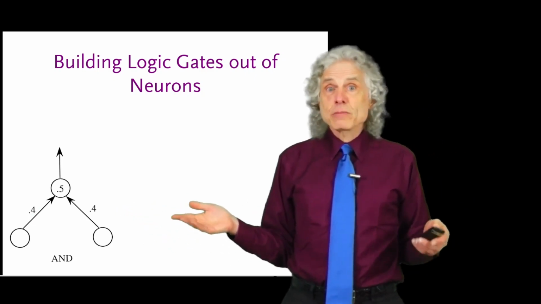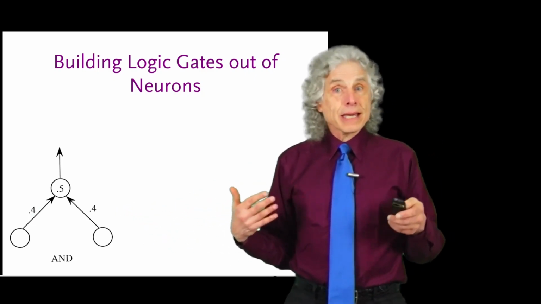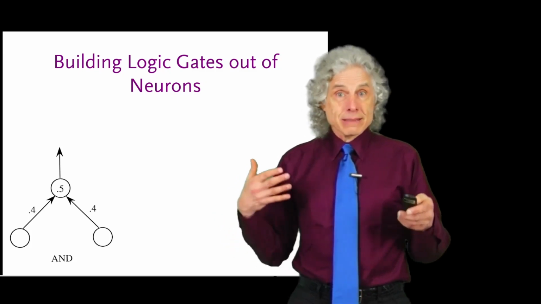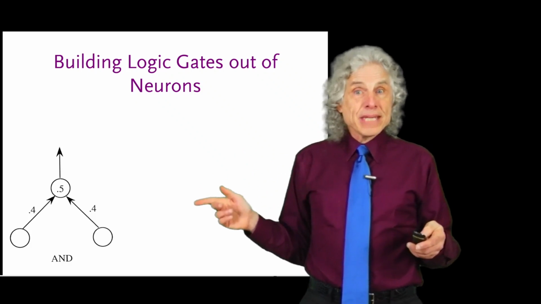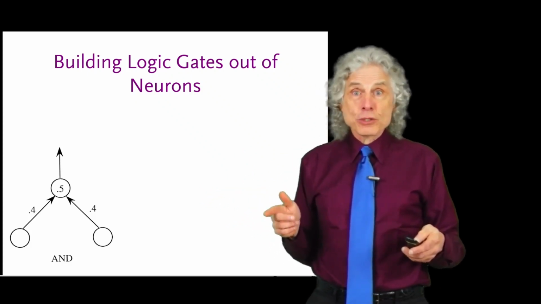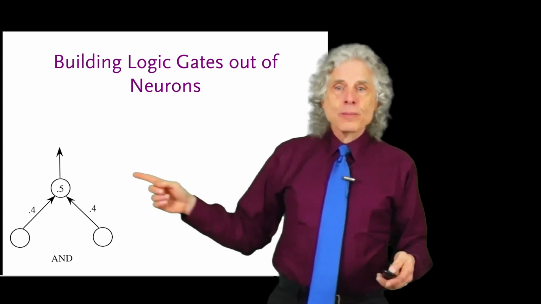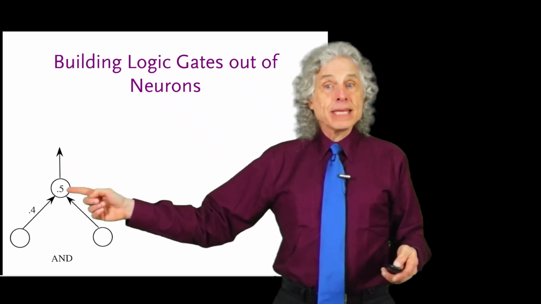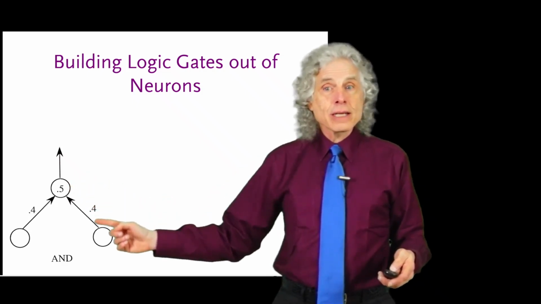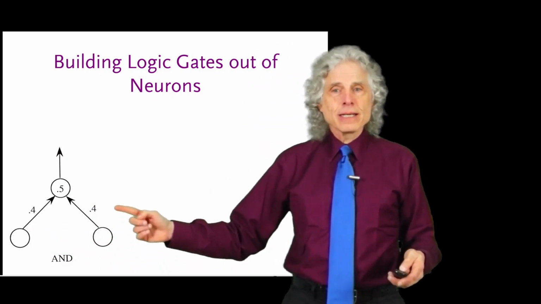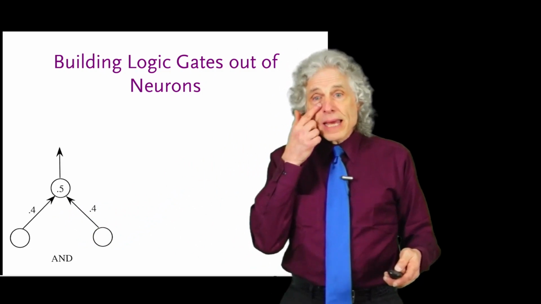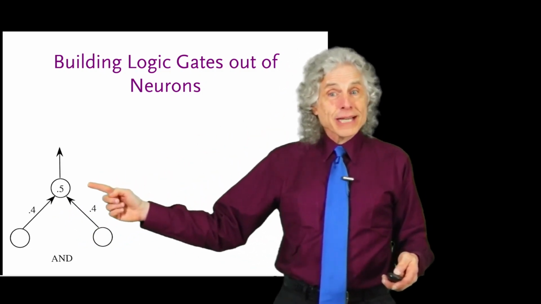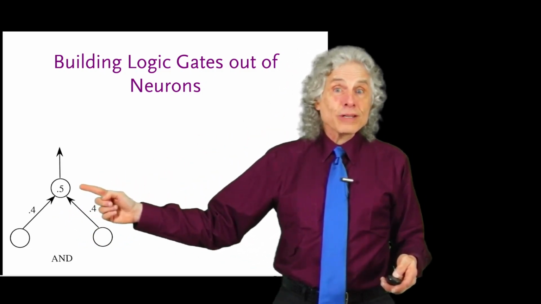What does AND mean? Well, the meaning of P and Q is that P and Q is true if P is true and Q is true. They both have to be true. So imagine this is our P and Q neuron. Imagine this is our P neuron. Imagine this is our Q neuron. These are the synaptic weights, 0.4 and 0.4. The threshold of the output neuron is 0.5.